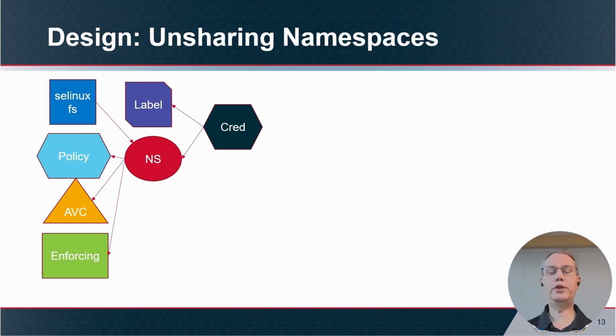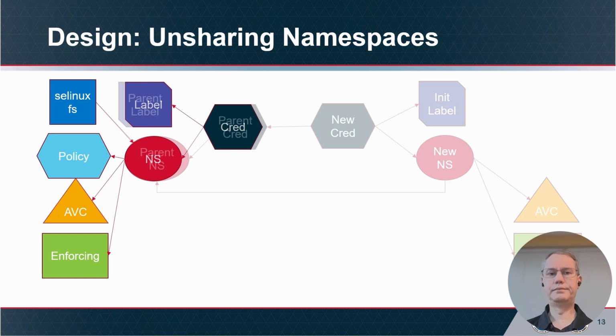First, a process would invoke an API to unshare its SELinux namespace. Prior to unsharing, it has a credential structure with an associated SELinux namespace and a label. And that namespace has its own policy, access vector cache, and enforcing mode, and an SELinux FS instance that allows access to it.